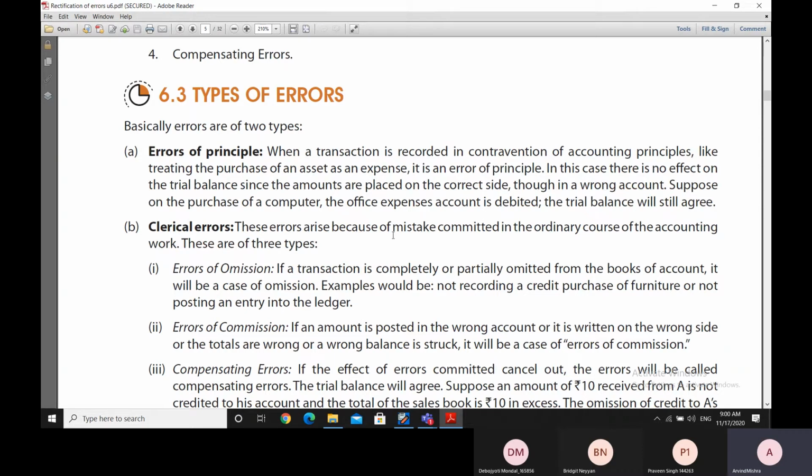For example, if we purchase a computer, we should be debiting the asset account. But instead of doing that, if we debit the office expenses account, the trial balance will still agree. So the conclusion being drawn here is that in the case of an error of principle, the trial balance still agrees.